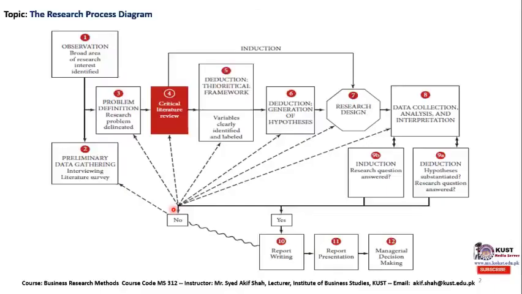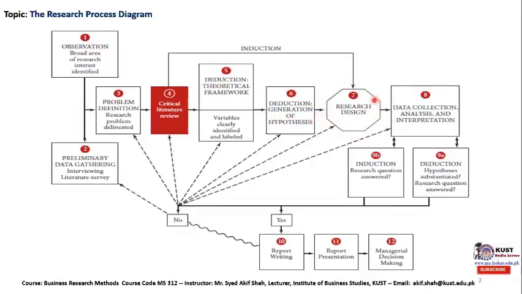This is a complete research process diagram which starts from the broad problem area, getting the preliminary data, defining the problem narrowly, making a critical literature review, then the fifth step, making the theoretical framework, generating the testable statement, hypothesis, and variables have been identified. Now we are on step number 7, which is pertinent to the research design.